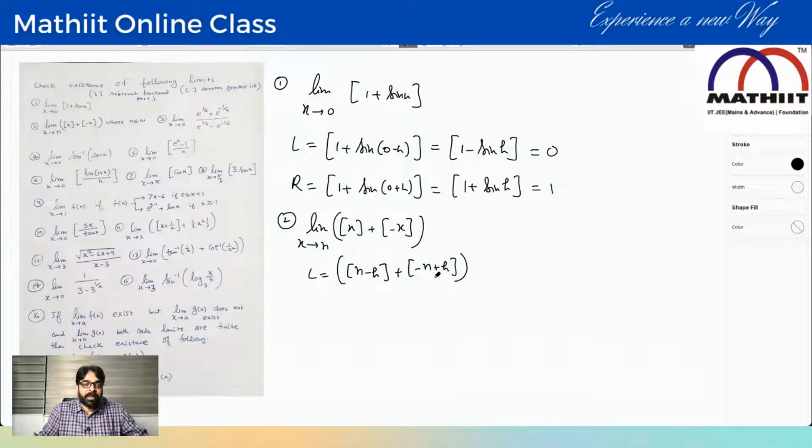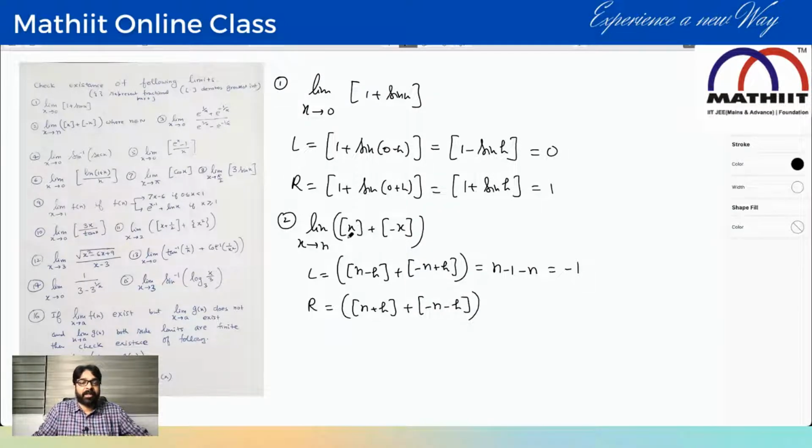Carefully, n minus h is what? A number just before n, so the greatest integer will become n minus 1. Correct? And minus n plus h is just after minus n, so the greatest integer will become minus n. So the value will be minus 1. Am I right? And the right hand limit will be equal to what? The greatest integer of n plus h plus the greatest integer of minus n minus h.